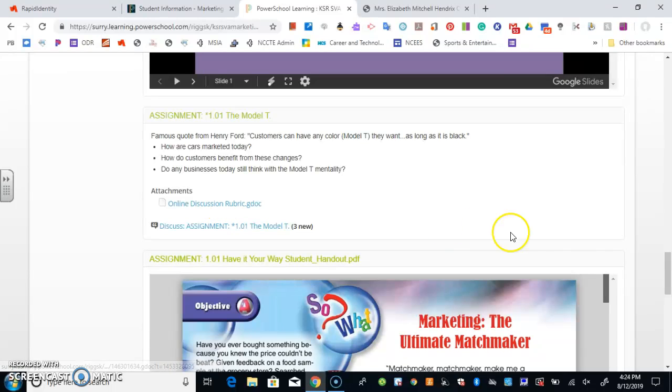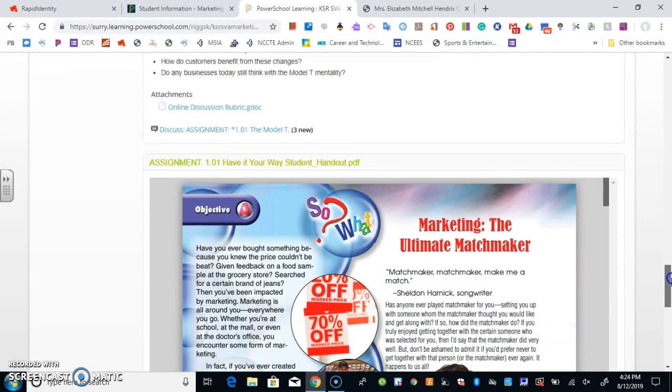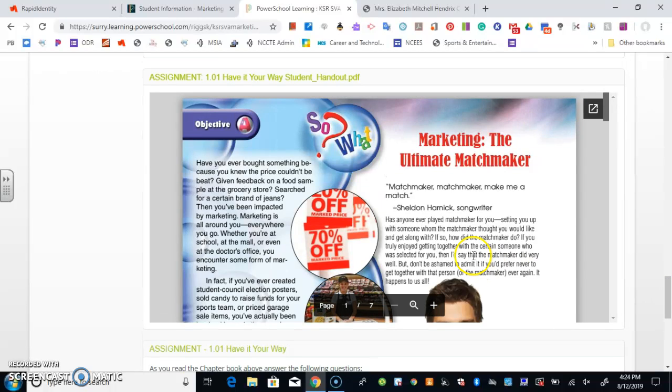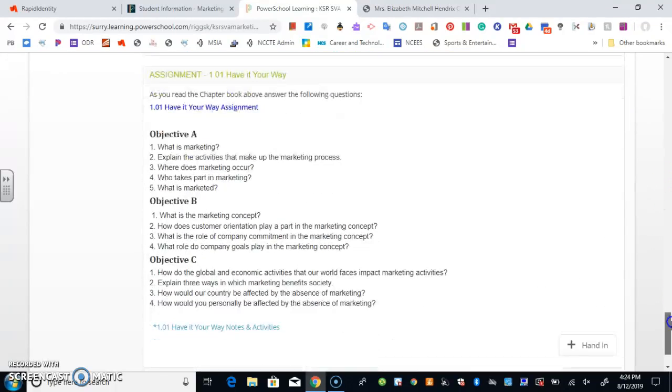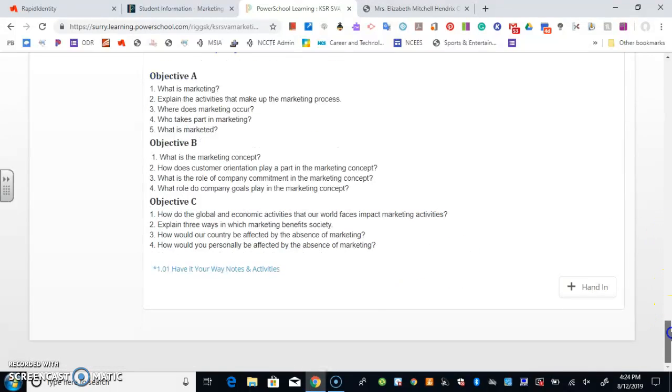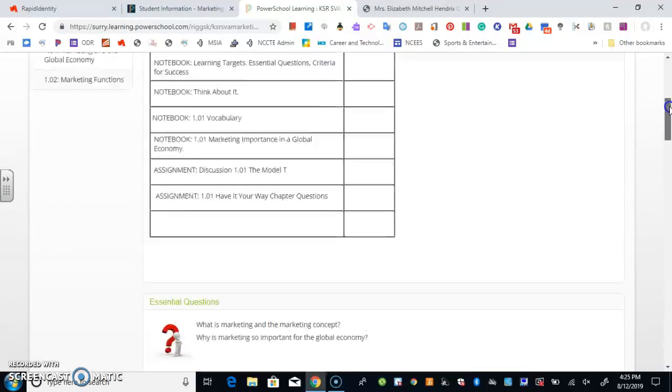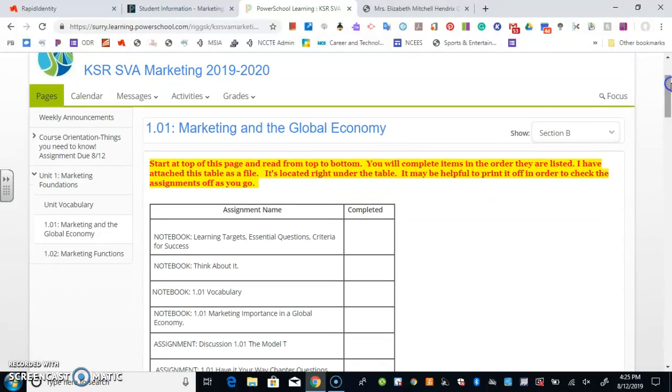And here's the rubric. Remember, you have to talk to each other within the discussions, because that's our classroom talk. These are our chapter books that I have in digital form. And so you'll have to read through the chapter, and there's 3 sections in the chapter, and answer these questions and turn that in. On a Google Doc is fine. And that is 1.01. So you just have to kind of go through that.